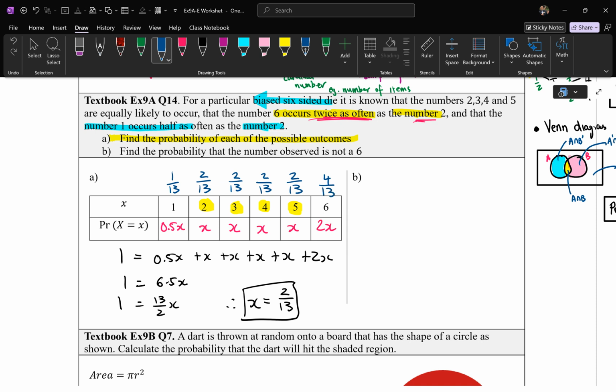So if you add all the numbers together, it should actually be 13 out of 13. So 1 plus 2 is 3, 3 plus 2 is 5, 5 plus 2 is 7, 7 plus 2 is 9, and 9 plus 4 is 13. So it makes sense. So I've answered part A.